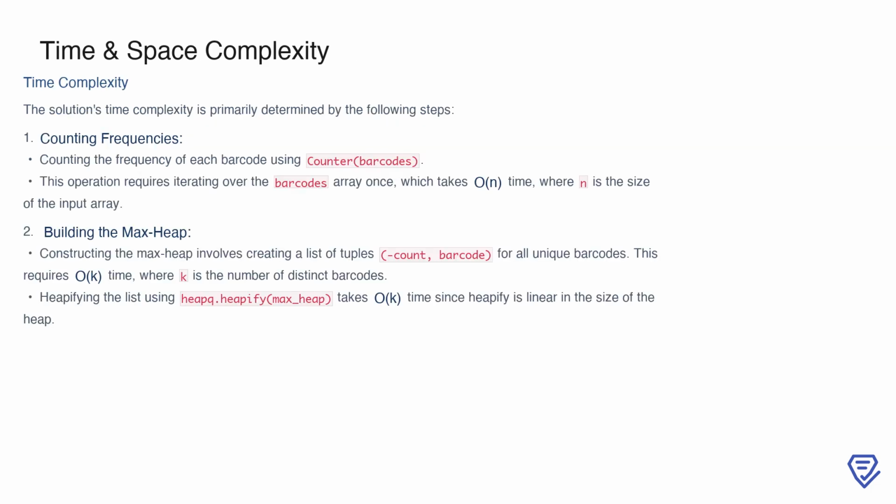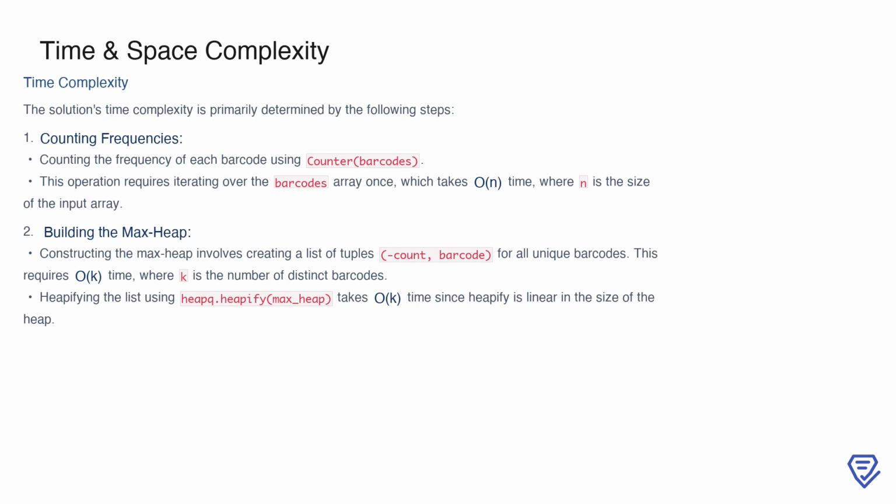When analyzing the time complexity of our solution, the first step involves counting the frequencies of each barcode. This is achieved using Python's Counter object, which iterates over the entire barcodes array once. Since we process all n elements in the input array, this step takes O(n) time.